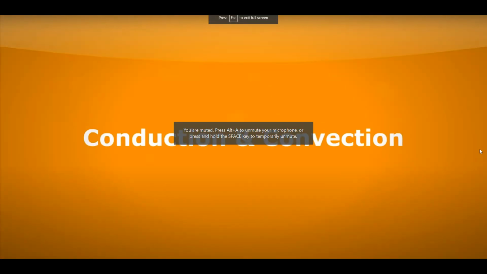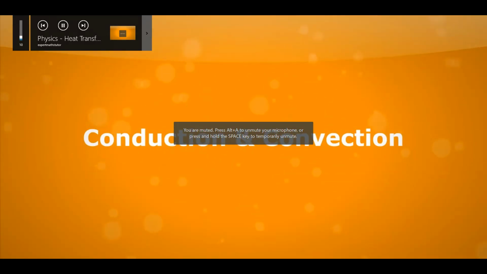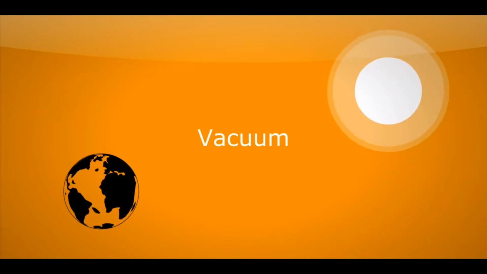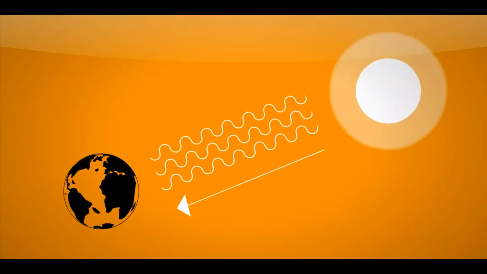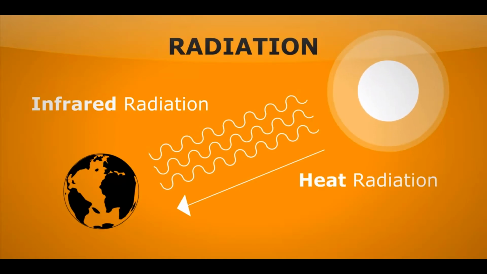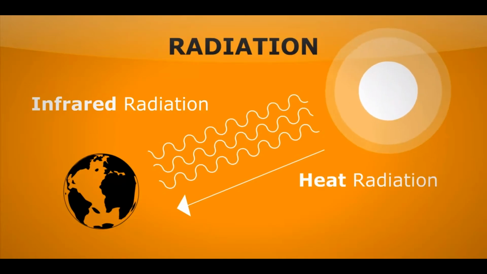So far, we've looked at conduction and convection, and both of these methods need particles to transfer heat. But heat manages to get to us from the sun, and there's definitely no particles in space. It's a vacuum. So, how does the heat from the sun get to us? Well, it travels as radiation, infrared radiation, or heat radiation to be precise.